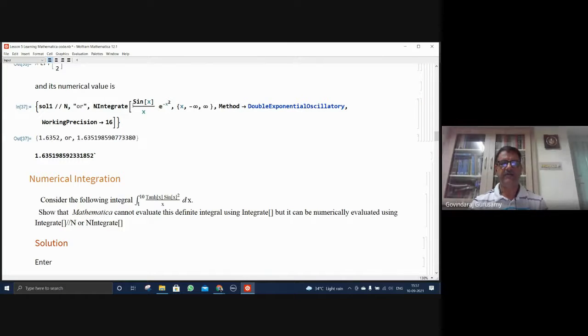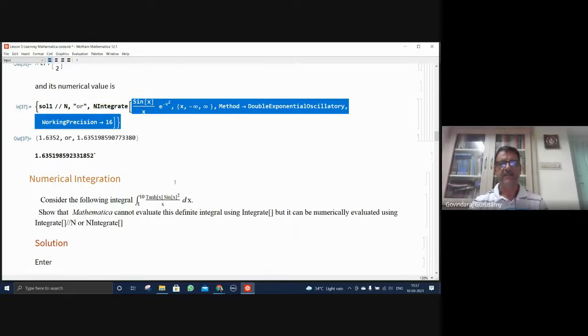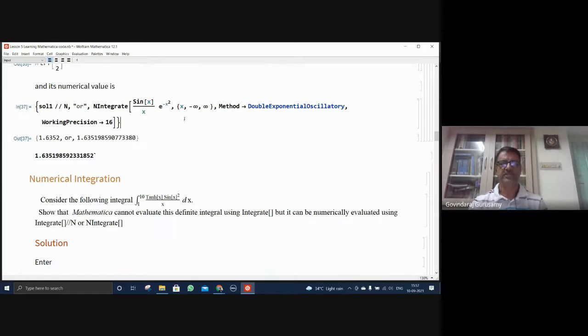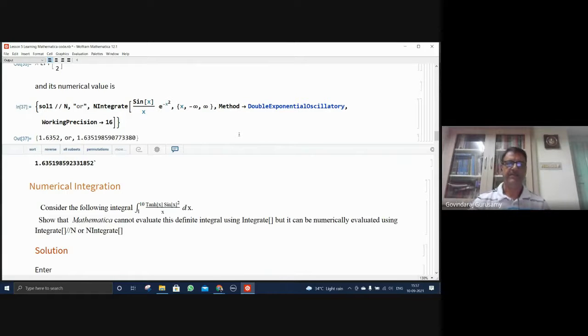Suppose in NIntegrate, you try to do it with Simpson's rule or the Euler method. Your integration limit is minus infinity to plus infinity, and I'm sure that your error will be too much in the integration. Therefore, alternate methods that have been adopted should be selected properly and used. Otherwise, you'll have a problem.